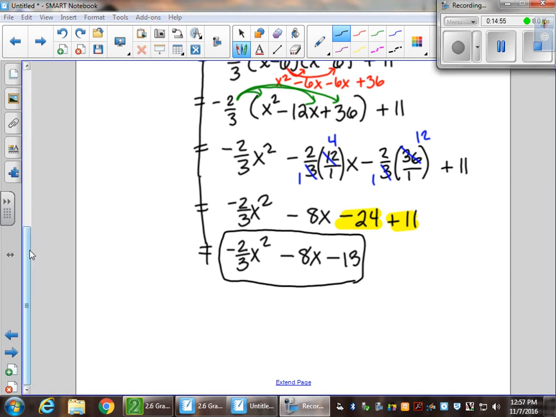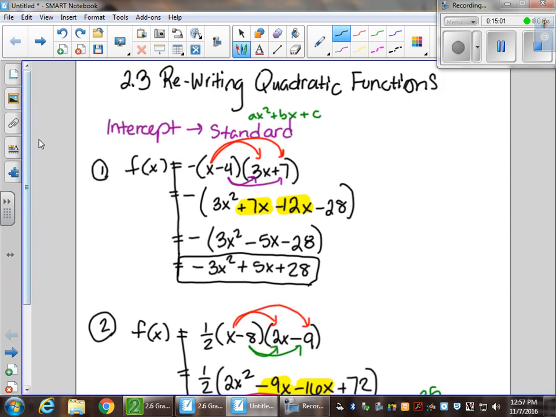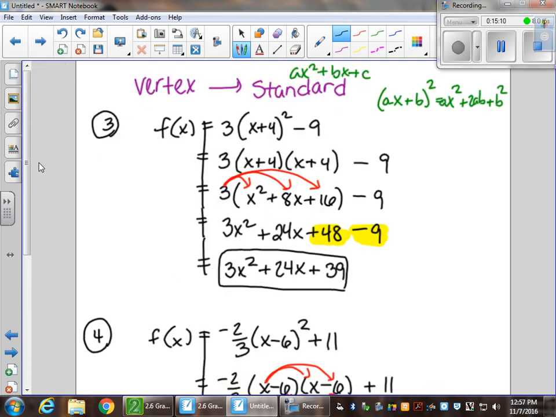So looking at our first two rewrites, going to come back over to our first page. Intercept to standard, it was multiply these out, distribute A. Vertex to standard, very similar. Realize that I need to write this twice. Again, multiply these out, distribute A, and then just this last piece of combining like terms. A lot of similarity there in the process. FOIL, distribute, whichever word you like, send in A, combine like terms. All algebra we're very familiar with, maybe just in need of some practice. And tonight's homework will have you practice that.